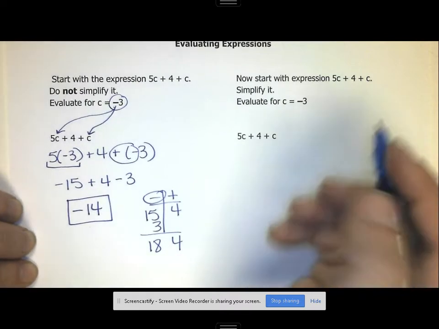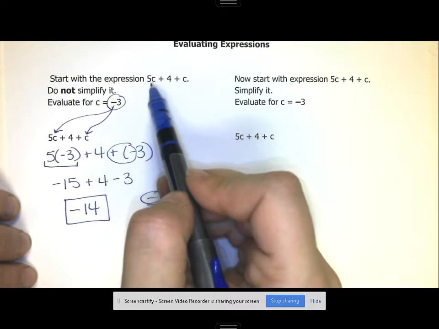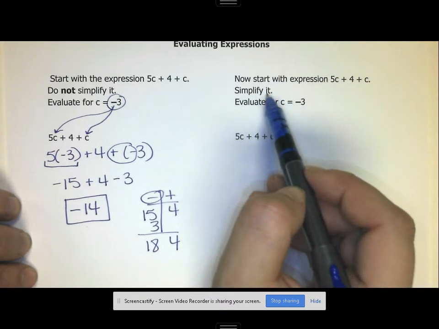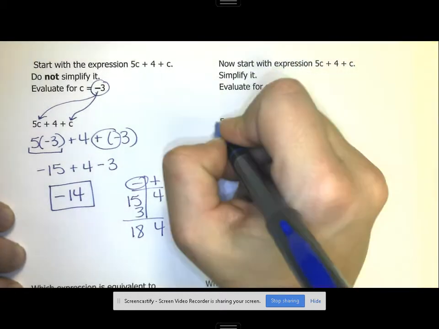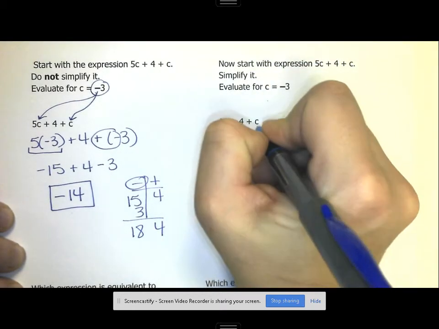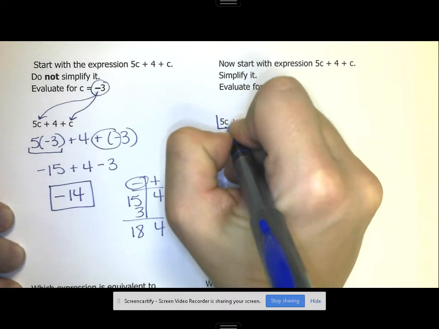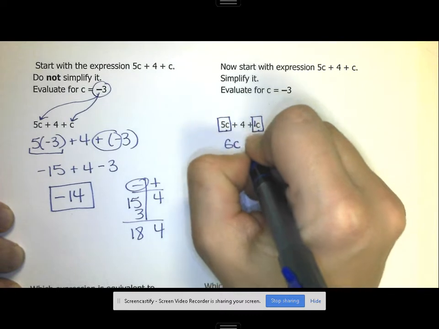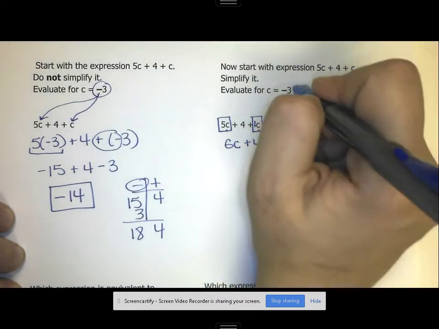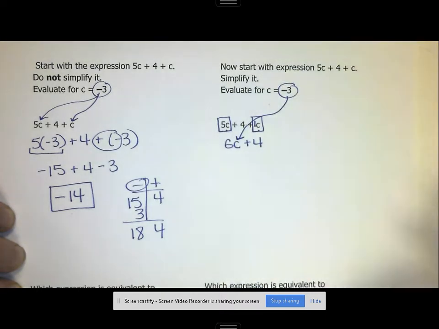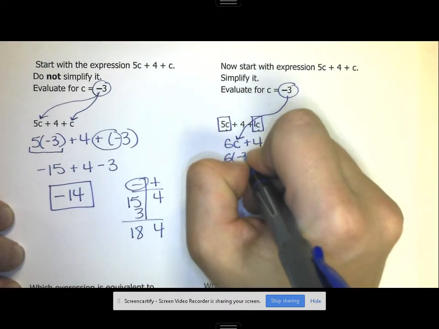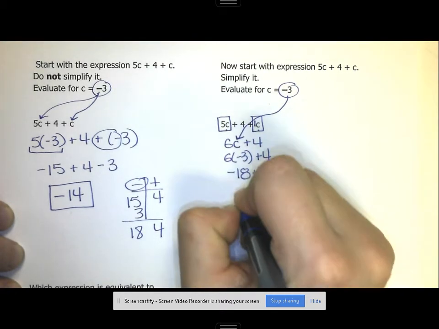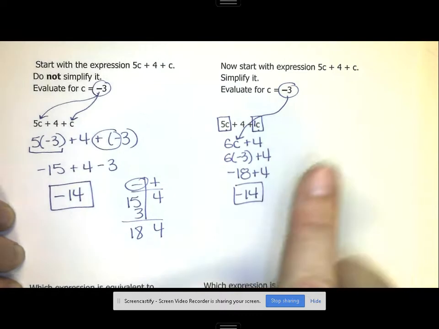Okay? Now on this side it says start with the same expression, 5c plus 4 plus c, but simplify it first, then evaluate for c equals negative 3. So I can combine the two terms that have the letter c. So 5c plus, this is technically 1c, is 6c plus 4. And then I'm going to take my negative 3, and I only have to plug it in once. 6 times negative 3 plus 4, which is negative 18 plus 4, which is negative 14. I get the same answer.